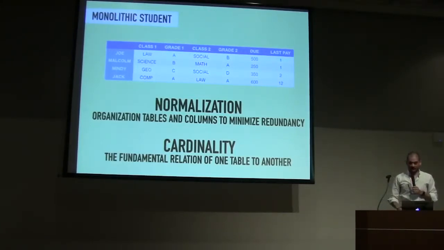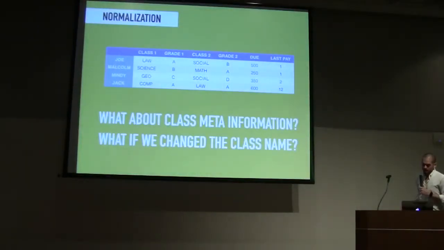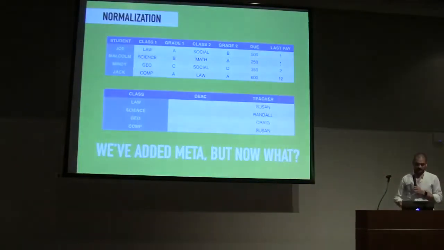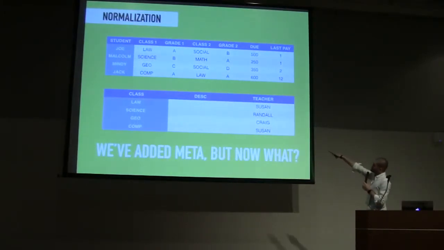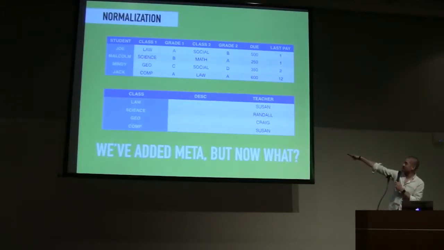I understand for many this is really basic, but I just wanted to establish that. And cardinality is the relationship of objects to one another. So, what about the class meta information? What if we change the class name? That's what we just went over. Okay. So we've separated out the classes now. You see that. And we've also added teacher because she wanted to have more information. But if you see up here, we still have law listed out. Now we could query that and do a join and we would have the teacher for law, but this doesn't really make sense. There's still redundancy.